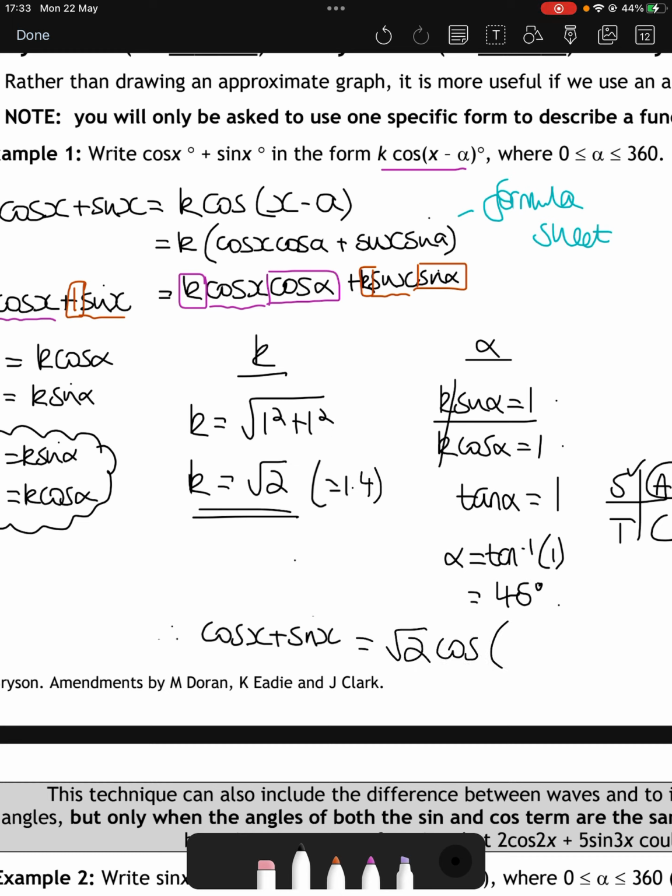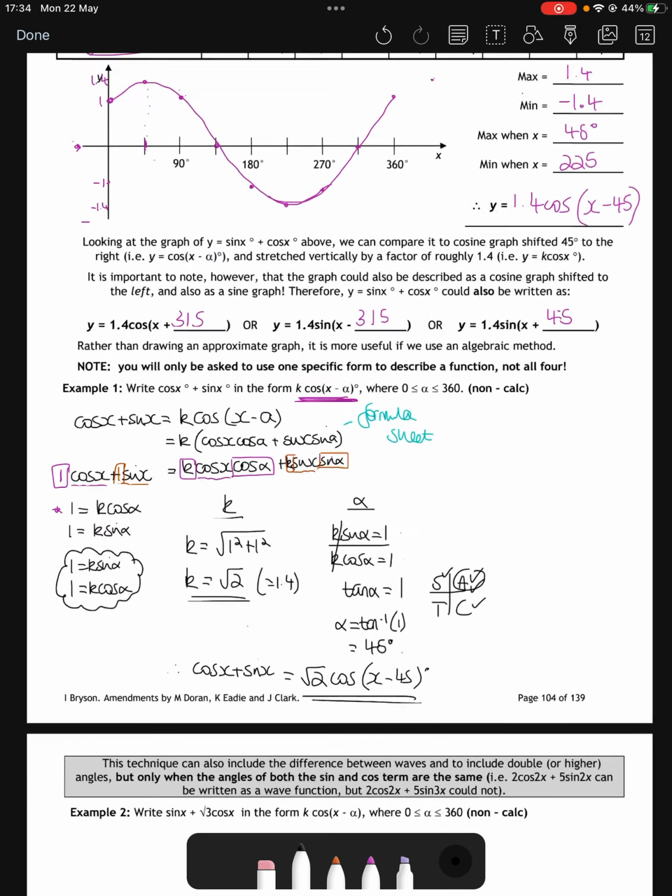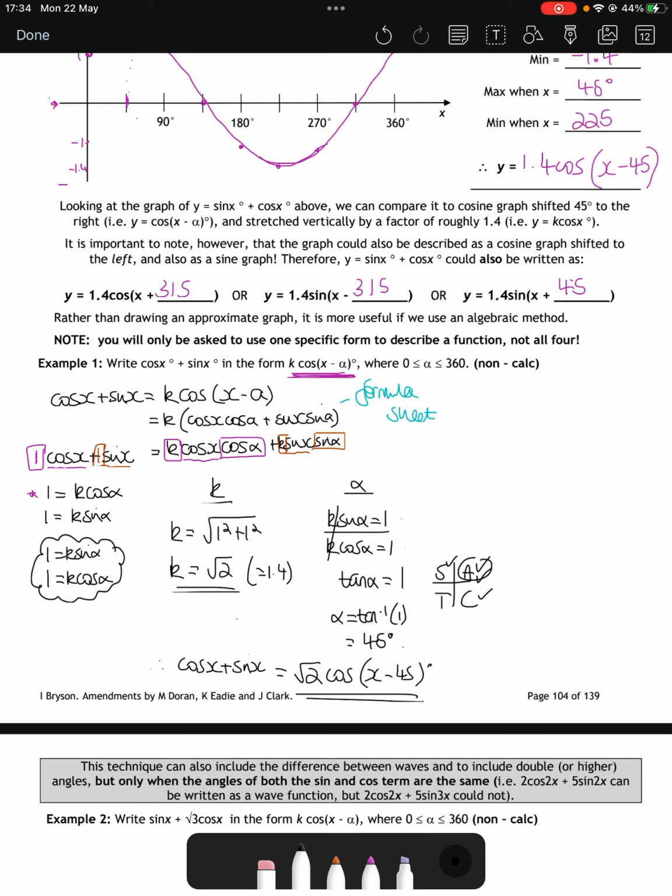So look back at the question that I've underlined up here. We've got k, we've got our alpha, and that's how we would do it algebraically. So initially we did it as a graph. It took much longer, and it's also just a bit more complicated to try and think through what's happened to the graph, but that is how we do it algebraically.